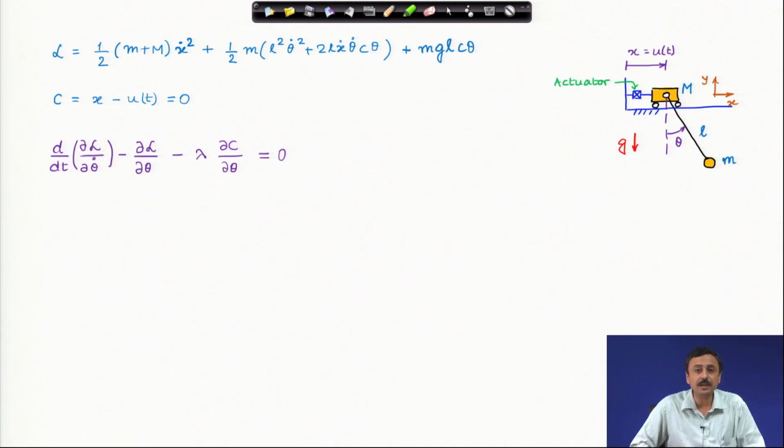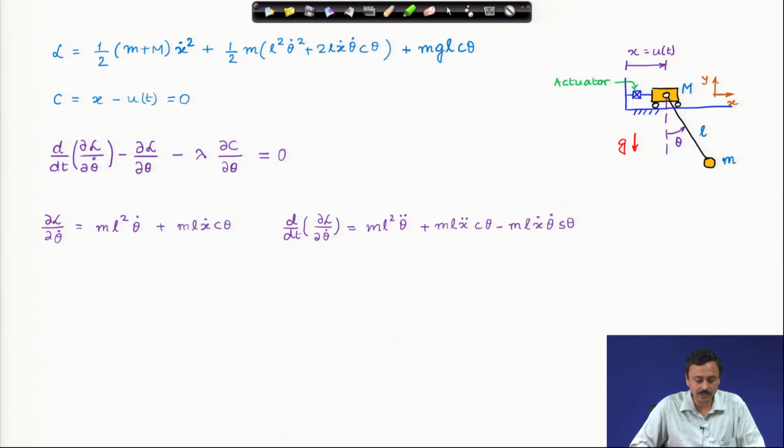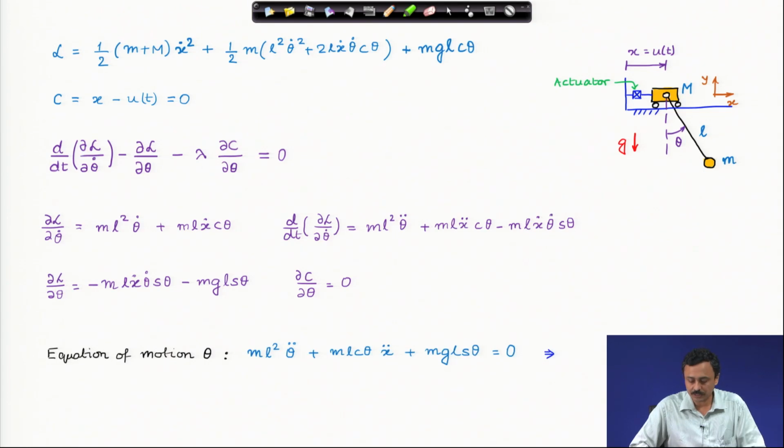Similarly, for the theta coordinate, we have this as the equation: del L del theta dot. We have derived this previously also, d/dt of del L del theta dot. Del L del theta has a contribution, but del c del theta, you can see that the constraint does not involve theta. Therefore, del c del theta is 0. Our equation for the theta coordinate is written here now, straightforward, which I can simplify one step more.